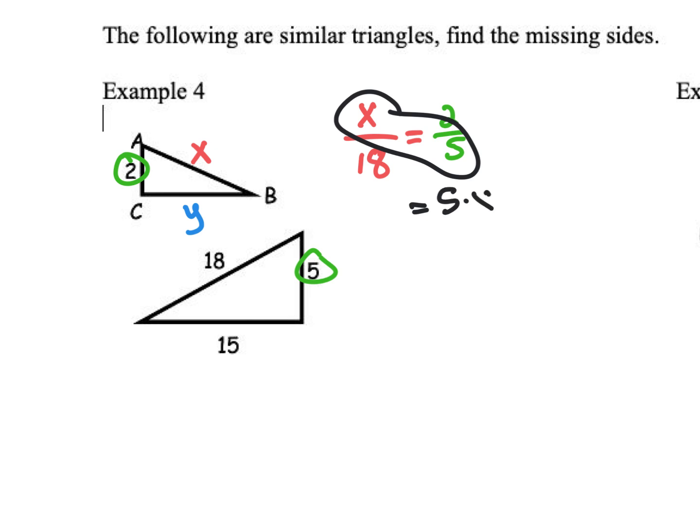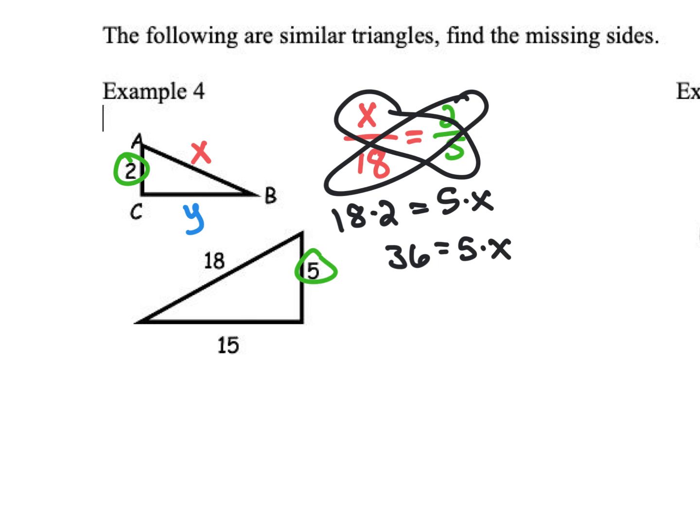And again, here I'm going to go ahead and cross multiply. So I have 5 times x, 18 times 2, so 18 times 2 is 36. 5 times x is 5x. Then we're going to divide by 5. So we have 36 divided by 5, and that is 7.2. Now, is it okay to have 7.2 as an answer? Absolutely. That is totally fine.